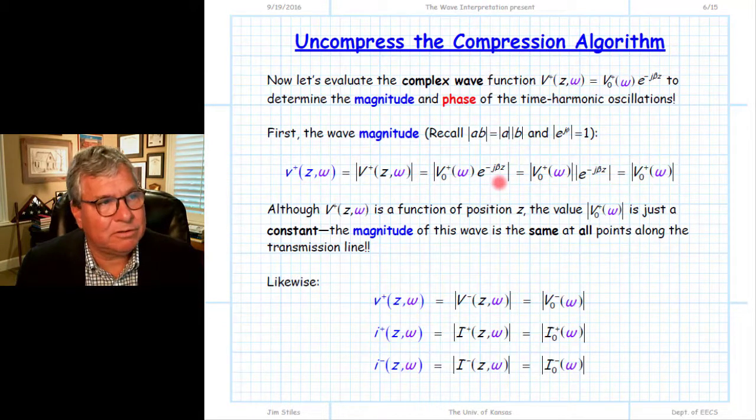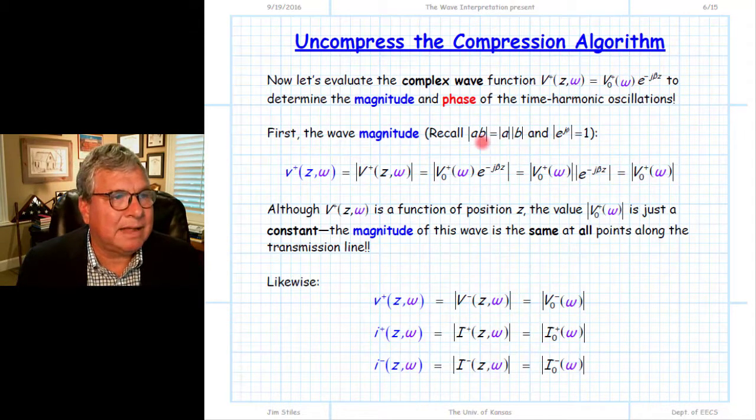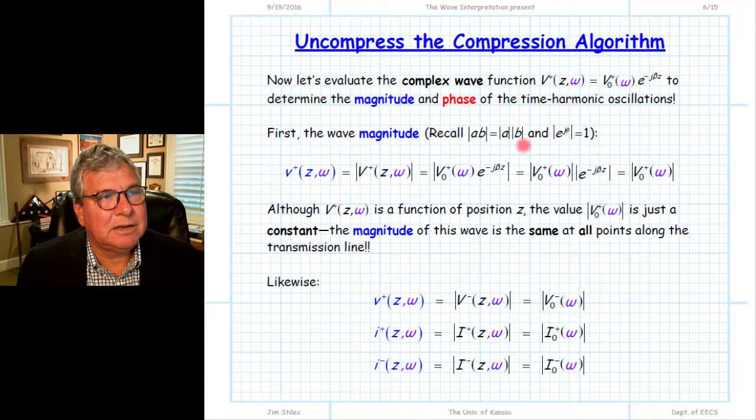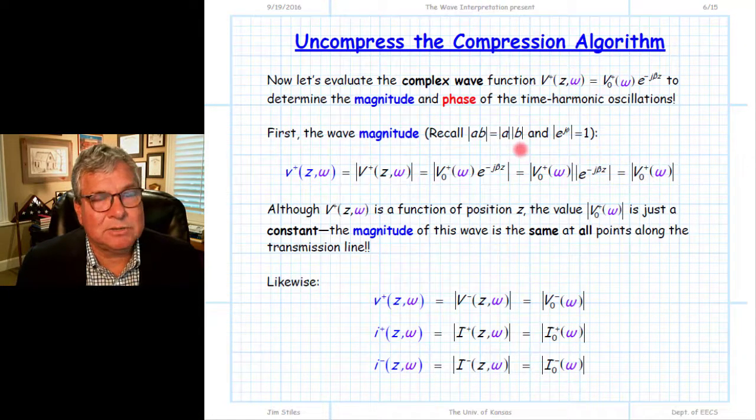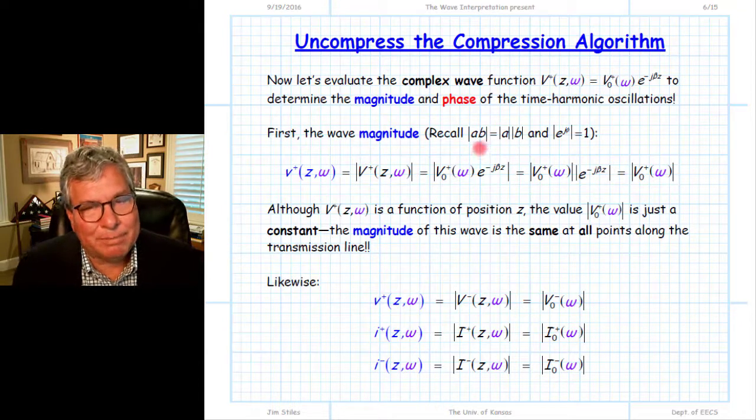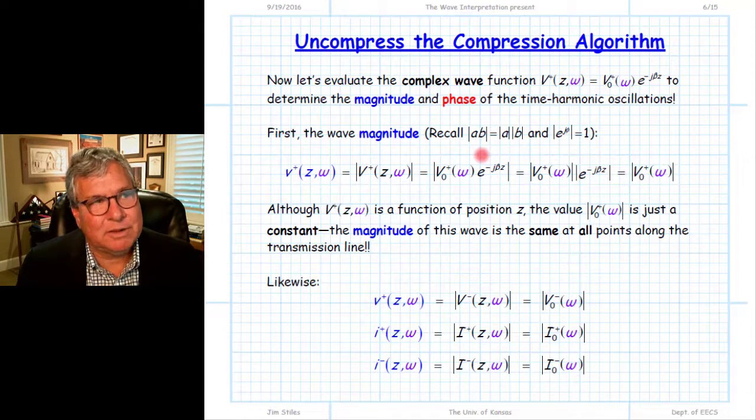All right, make sure that you understand that. If I have the magnitude of a times b, where a and b are both complex numbers, then that's equal to the magnitude of a times the magnitude of b. Now, remember, this works for multiplication and division. It does not work for addition and subtraction. The magnitude of a plus b is not equal to the magnitude of a plus the magnitude of b. That's not the case for complex numbers, certainly, or any number, really.